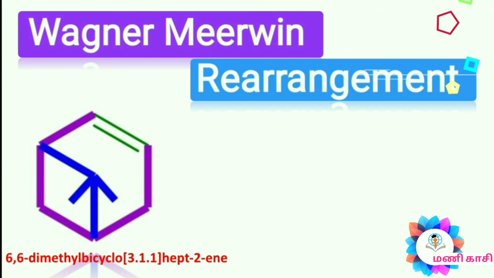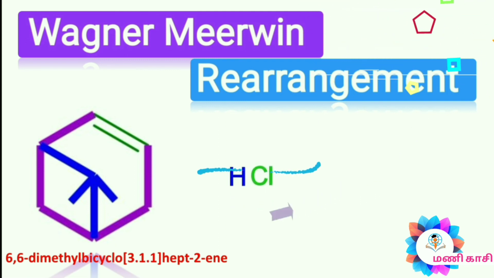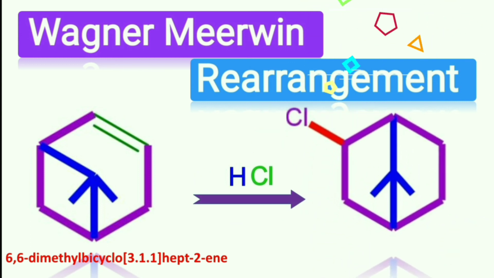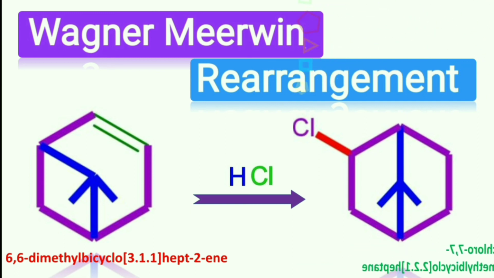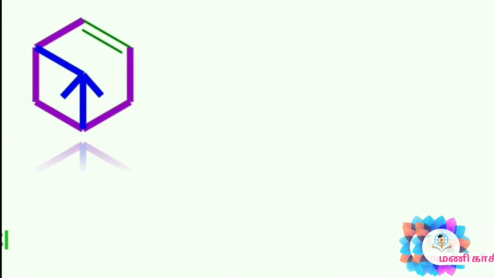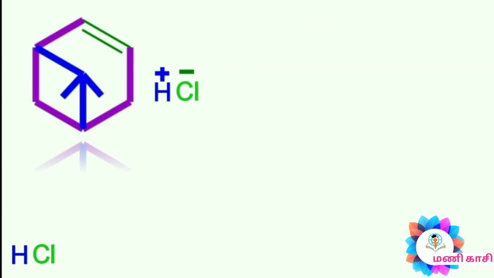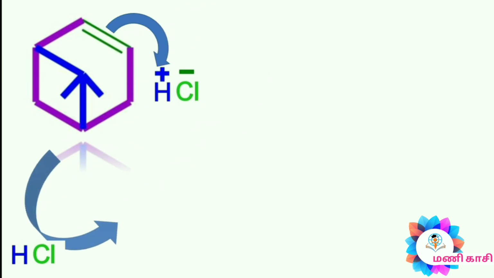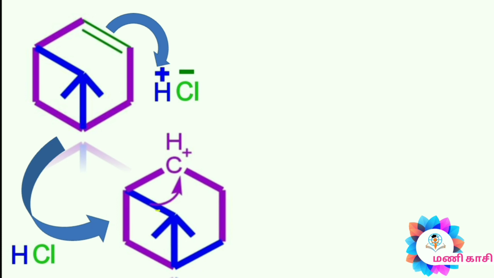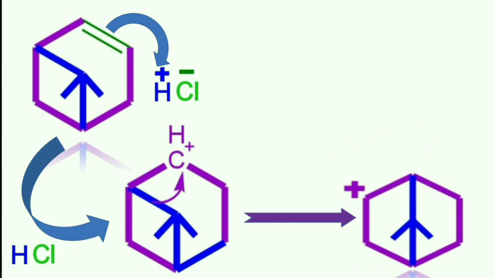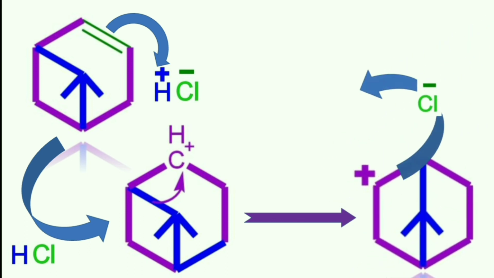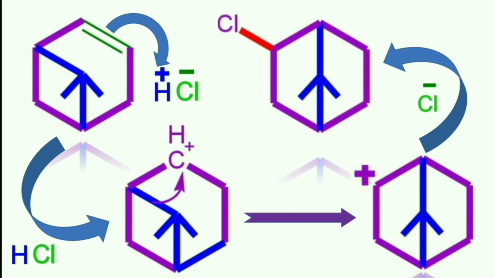In this case of rearrangement, the alkene reacts with hydrochloric acid and gives 2-chloro-7,7-dimethyl bicycloheptane. Mechanism of this rearrangement. Step 1, the H+ ion reacts with the double bond, and it gives a carbocation. Step 2, the 4-membered ring bond migrates to the positively charged carbon. Step 3, the chloride ion reacts with the positively charged carbon, and it gives 2-chloro-7,7-dimethyl bicycloheptane.